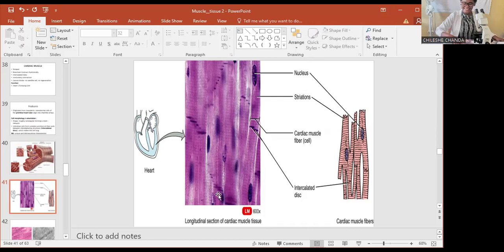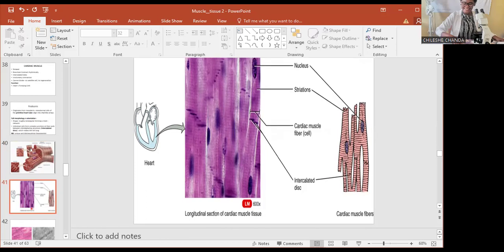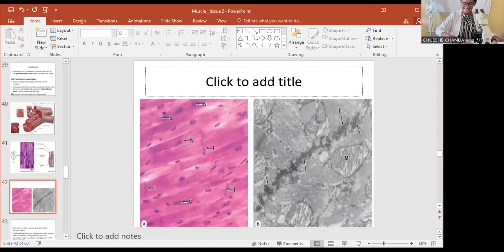This one is branched here. You can see that there are branches on this cardiac muscle fiber. And this is another light microscopic diagram, like actual light microscopy, that is showing us cardiac muscle.